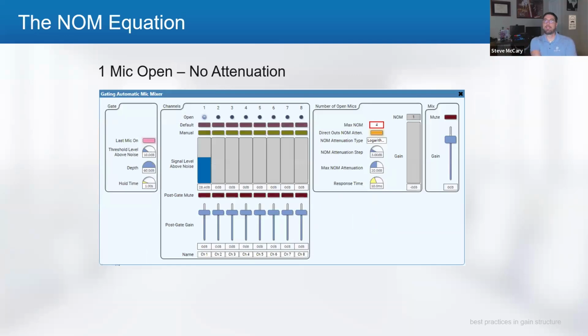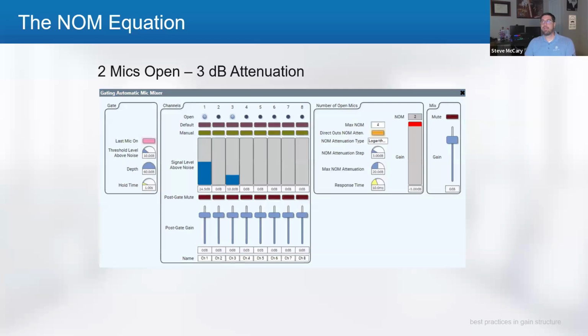Okay, so let's look inside of our gating automatic mic mixer. When only one person is talking, we are not doing any attenuation. It is just 1-to-1. Once we have a second person talking, because you will notice on the right-hand side under number of open mics that we have a non-attenuation step. So what that means is that every time we double the number of mics that are open, we are going to attenuate all of them 3 dB.